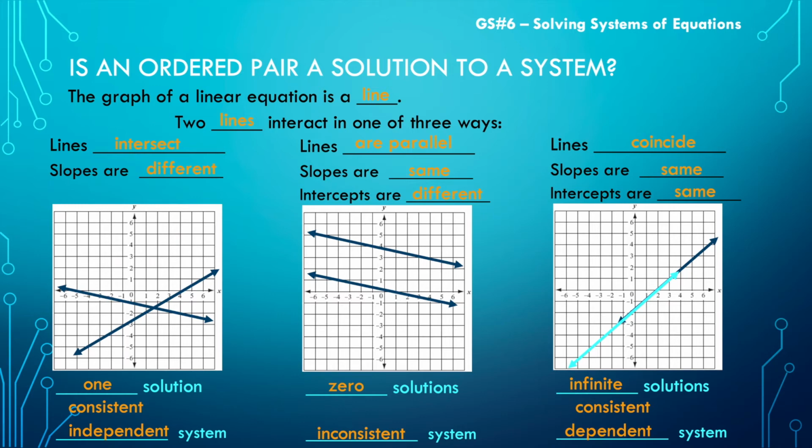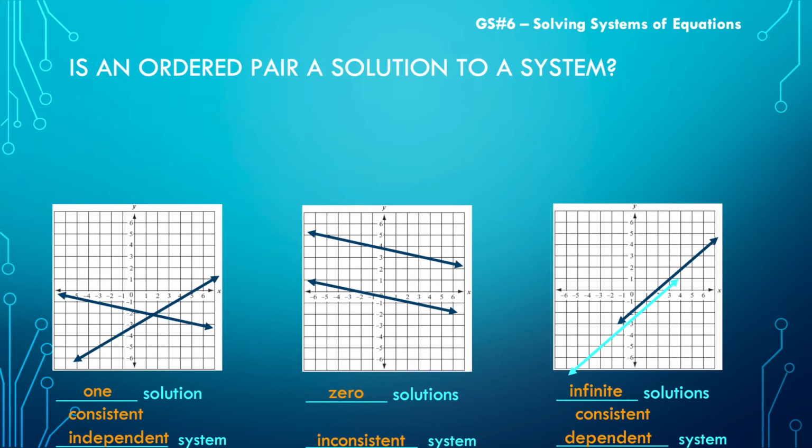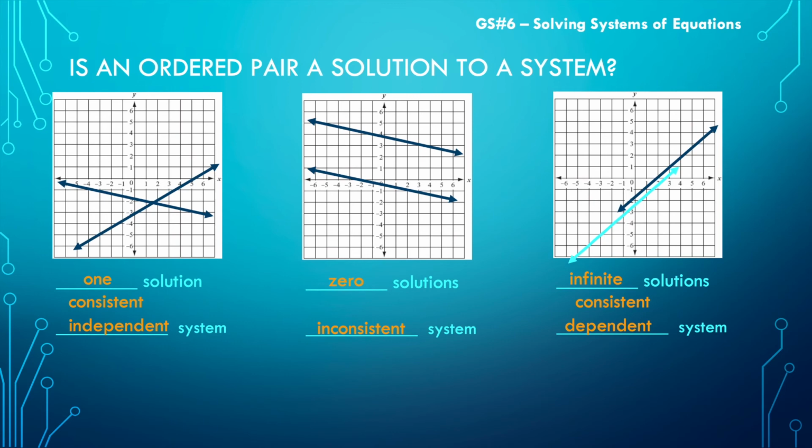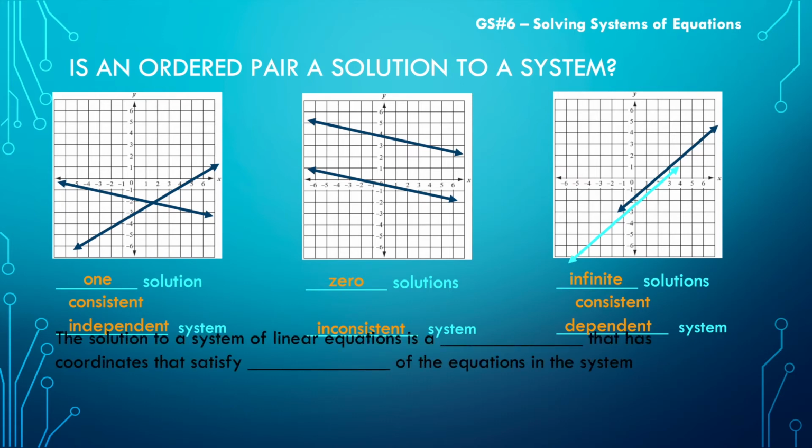So now we know what a system of equations is. My graph on the right has gotten messed up a little bit, and we're just going to pretend like those lines are still coinciding. But we want to know what to do to figure out if an ordered pair is a solution to a system. The solution to a system of linear equations is a point that has coordinates that satisfy both or all of the equations in the system.